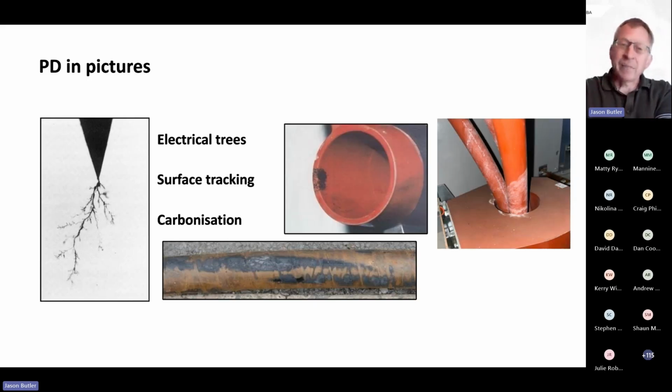It's when you find it, or when it's detected on your handheld, then you can have a look and you can start seeing the surface tracking, the carbonization. You can look inside the HV cubicles, and then you will find the telltale signs. For those of you that are on LinkedIn, have a look. I posted something this morning. It's an international site where they've found PD.